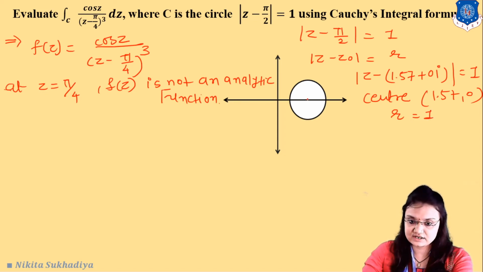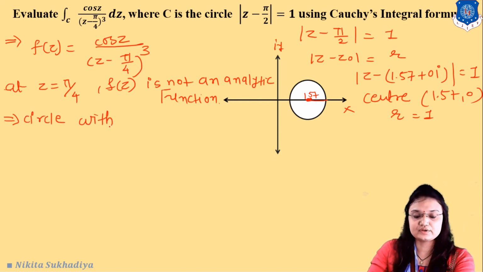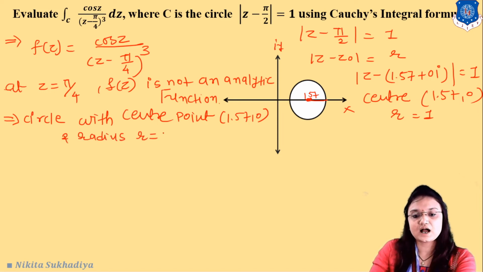So I am considering the point (1.57, 0) as the center point, and the radius is 1. So this is the circle with center point (1.57, 0) and radius r equal to 1. This one is our x-axis, this one is our y-axis. Okay, so here we have a circle with center point (1.57, 0) and radius r, and we have a point that is z = π/4.